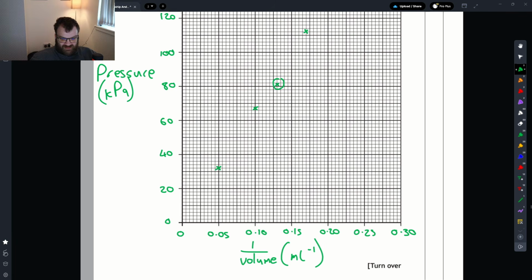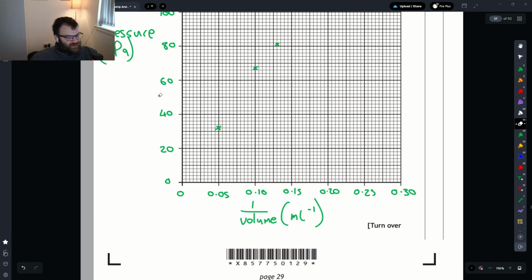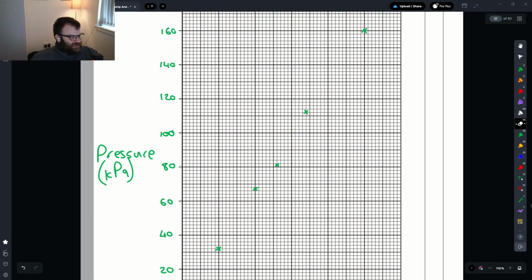Up and down the way, checking them. Well, this is just above 30. Every box is 2, so 32. Then we've got 62, 64, 66, 67, which is what we wanted. 81 is just above. And then 112, and then 160. So that should be fine for that. We are then looking, is this more of a line or a curve of best fit? It looks very straight liney to me.